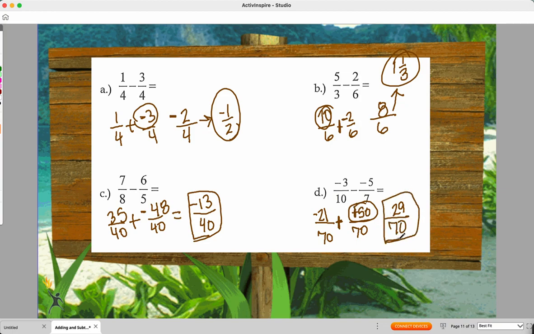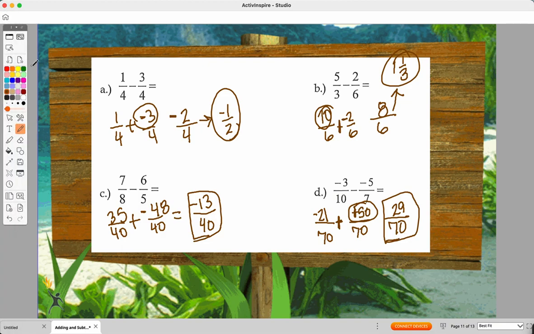So now you guys have had a quick review of how to add and subtract rational numbers using that negative system. It gives you a good handle for what we're going to be doing as we continue to work with negatives for the rest of our mathematical career.